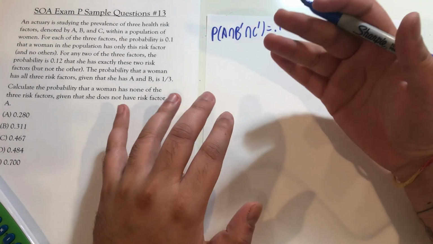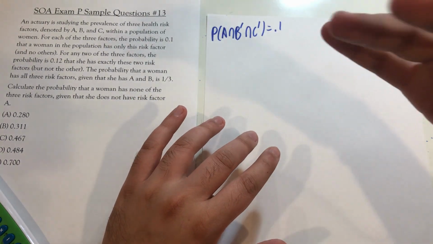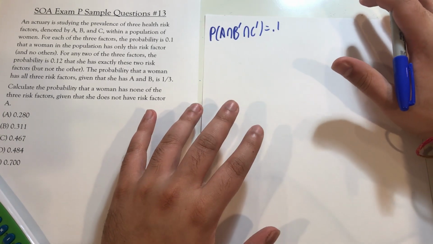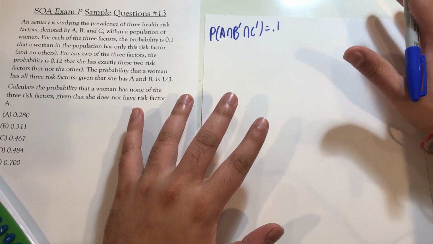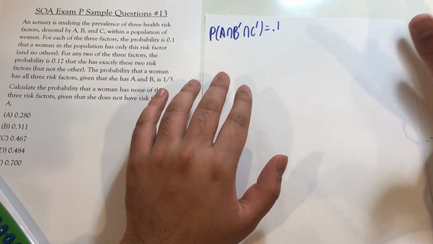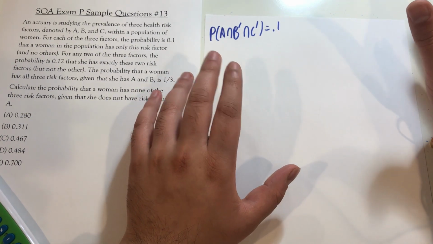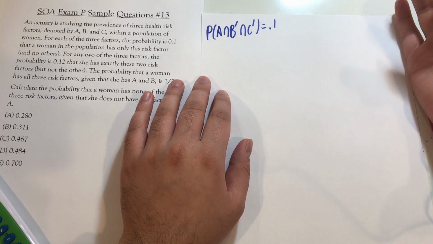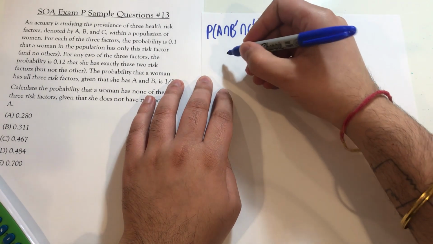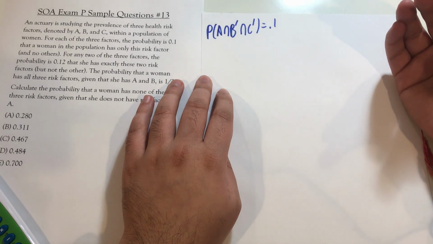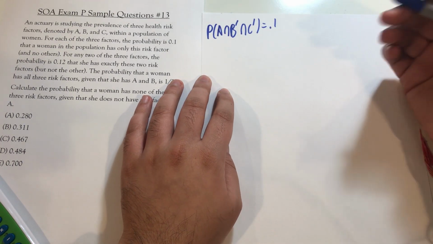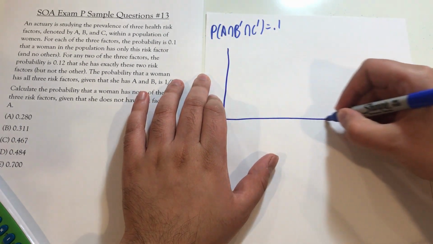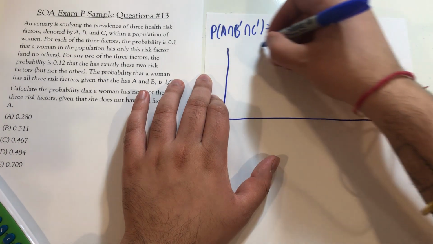The reason I'm not writing them out is just because I think this is such an obvious example of where a Venn diagram will definitely help you out, because there's a situation where you only have one risk factor, and there's an overlap where you could have 2. So let me just show you how to set up the Venn diagram. Obviously you could have none of the risk factors, right? So everything's going to be contained within this box.